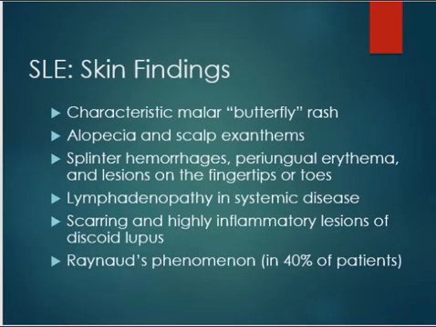On the skin, one classic finding of lupus is a butterfly rash. These patients can have alopecia and scalp exanthems. They can have splinter hemorrhages of the fingers, lesions on the fingertips or toes. Lymphadenopathy may be seen. There can be scarring and inflammatory lesions that are associated with discoid lupus, and Raynaud's phenomenon is seen in approximately 40% of the patients.